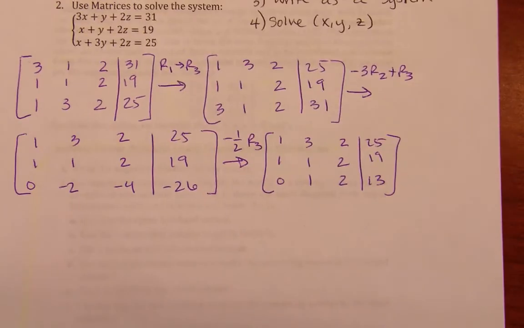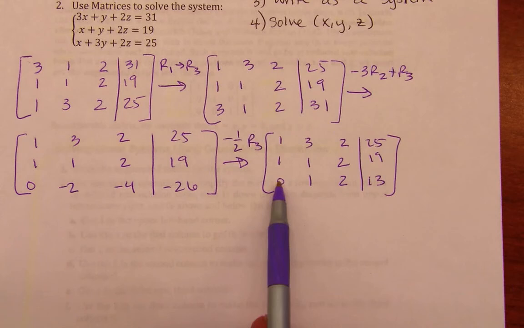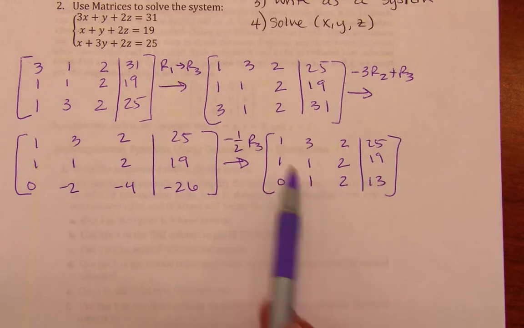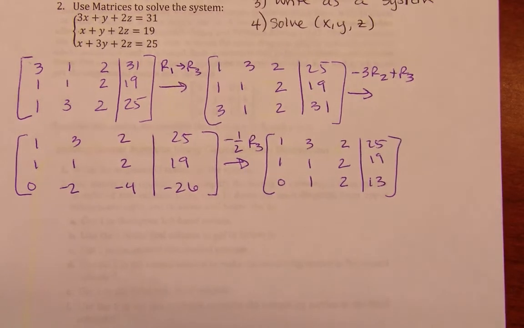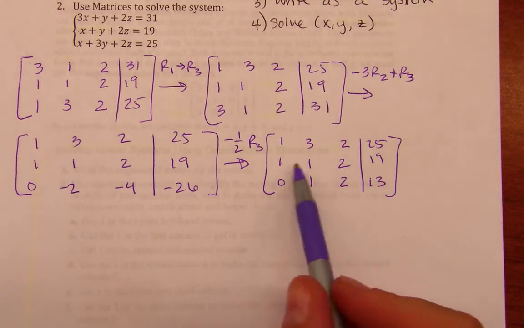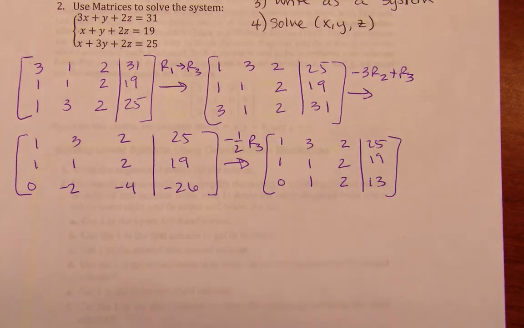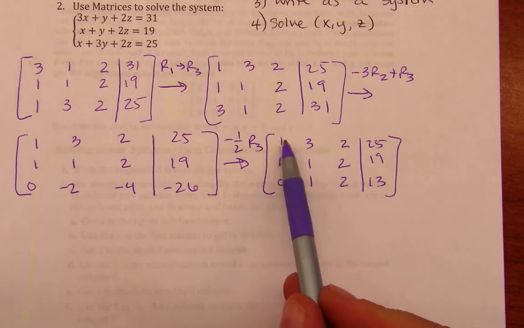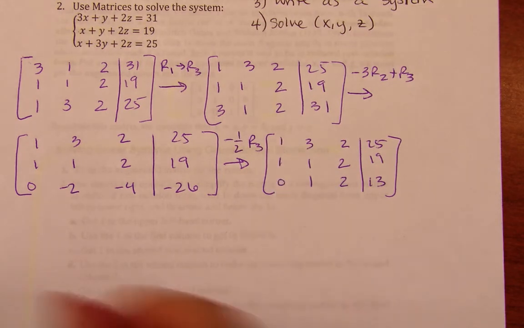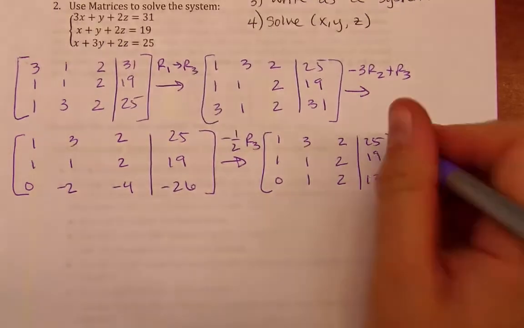Okay. And we're still not there yet. We've got a 0 here. We want these to become 0s, and we want 1s along the whole diagonal. So let's go ahead and keep working on that. What I can do now is I can multiply row 1 times -1 and add it to row 2. So let me go ahead and write that here.